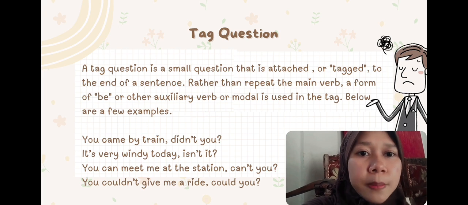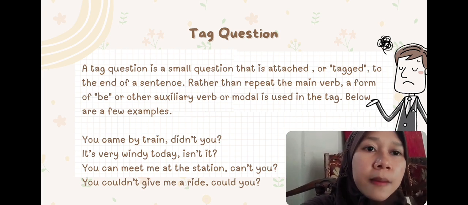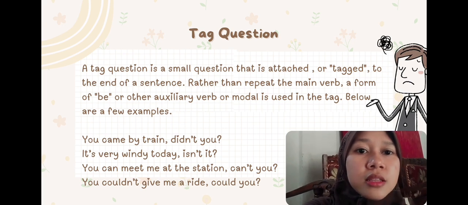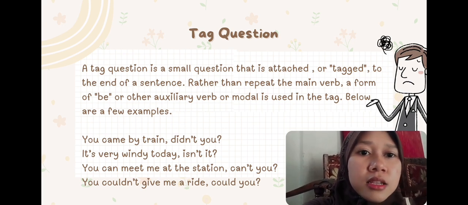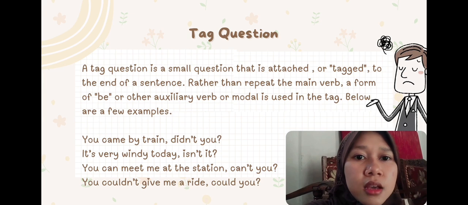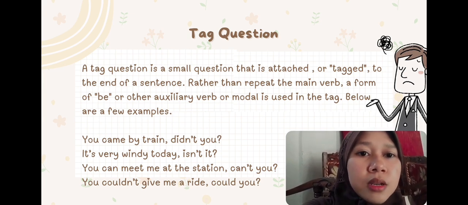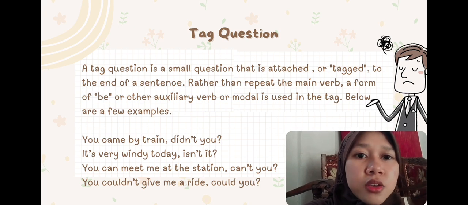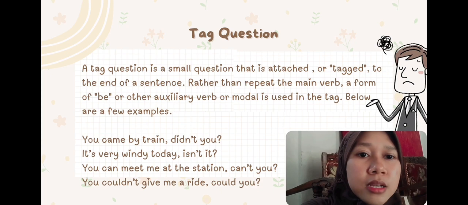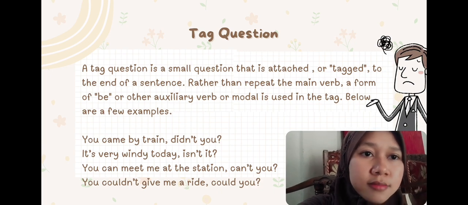Below are a few examples. You came by train, didn't you? Kamu datang dengan kereta api, bukan? It's very windy today, isn't it? Hari ini sangat berangin, bukan? You can meet me at the station, can't you? Kamu bisa menemuiku di stasiun, bukan? You couldn't give me a ride, could you? Kamu tidak bisa memberiku tumpangan, bukan?